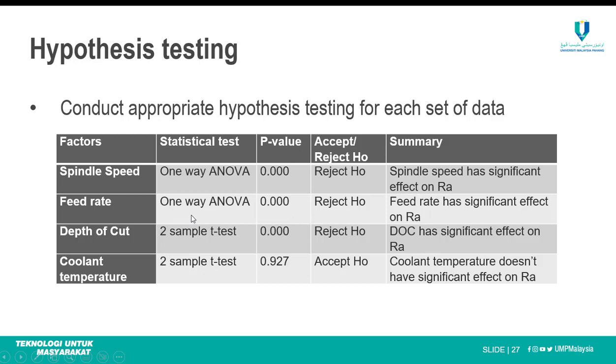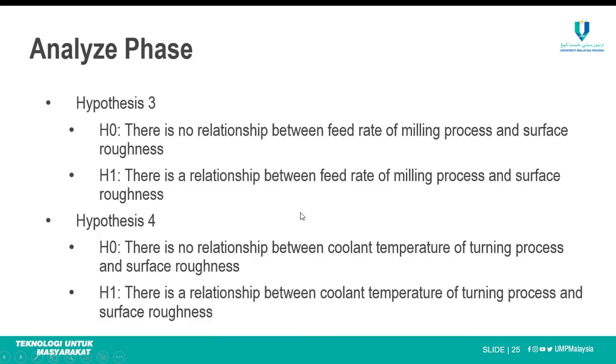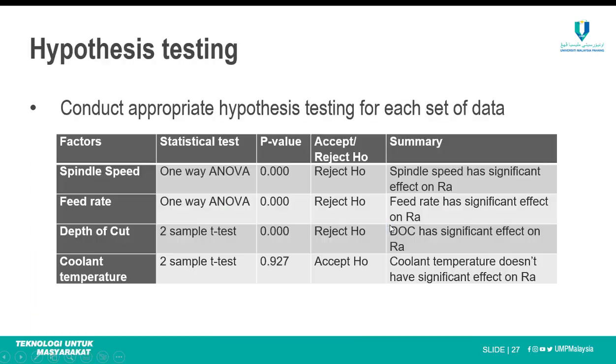The same thing applies to feed rate. We reject the null hypothesis. As a summary, we can say that feed rate has a significant effect on the surface roughness, or we can also say that feed rate has a relationship with the surface roughness.